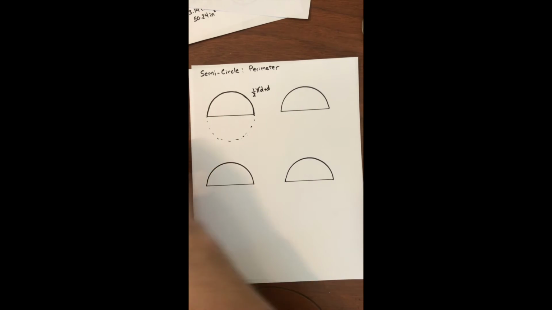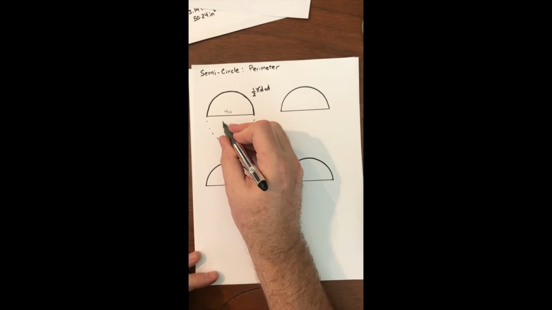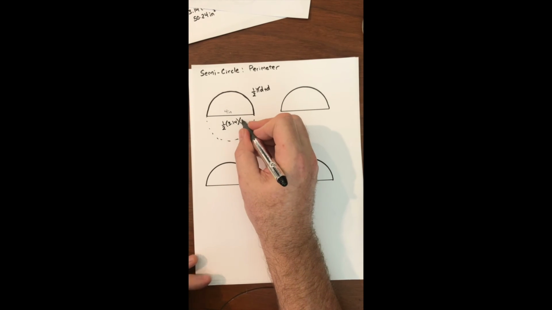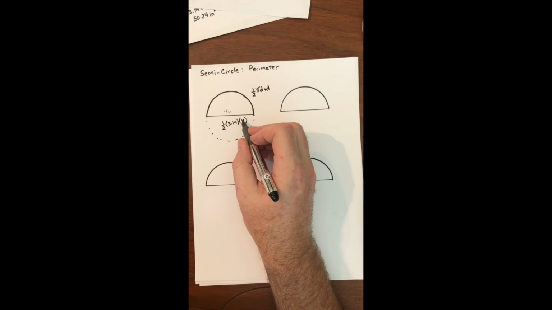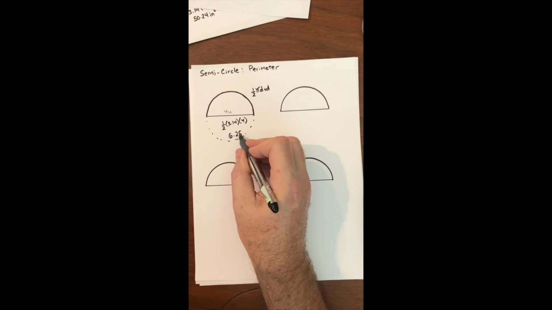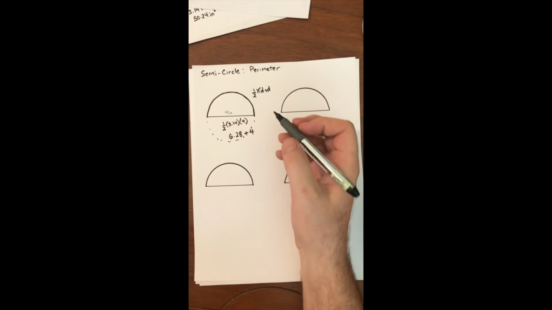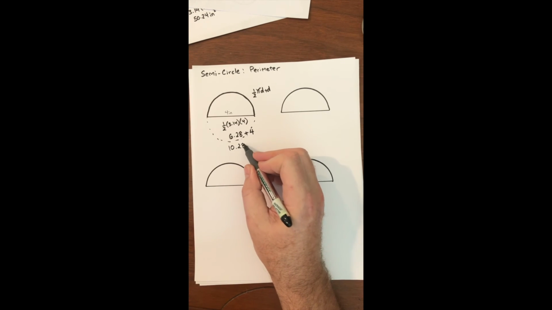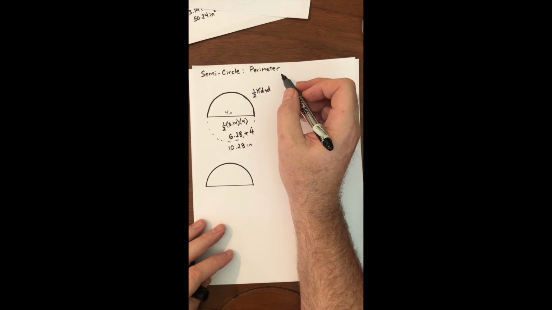So I'm going to add the diameter back to it. So let's say this was 4 inches right here. So I would do 1/2 times 3.14 times the diameter, which is 4. And in the end, I'll add 4 back to it. Well, half of 4 is 2, and 2 times 3.14 is going to be 6.28. But I need to add this distance back in, so I'm adding 4 to it, right? And then 6.28 plus 4 is 10.28. And that's going to be inches.